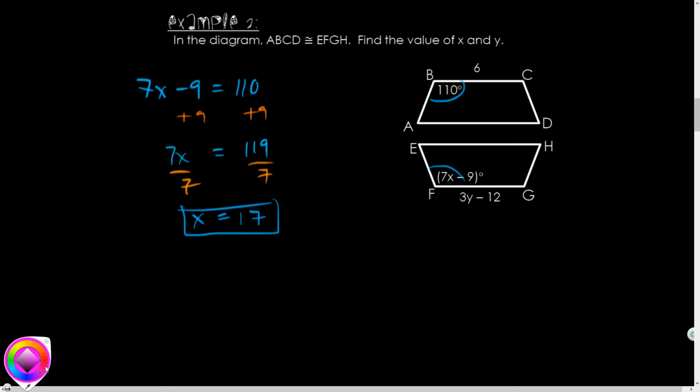Now for... Oh, guys, I just mixed up my color pattern. That's weird. The angles are supposed to be purple. The sides are supposed to be... Oh, how embarrassing. So, who is FG congruent to? FG is congruent to BC, right? So if those two things are congruent, by definition of congruence, their measures or their lengths are equal, and by substitution, I could write 3y minus 12 equals 6.